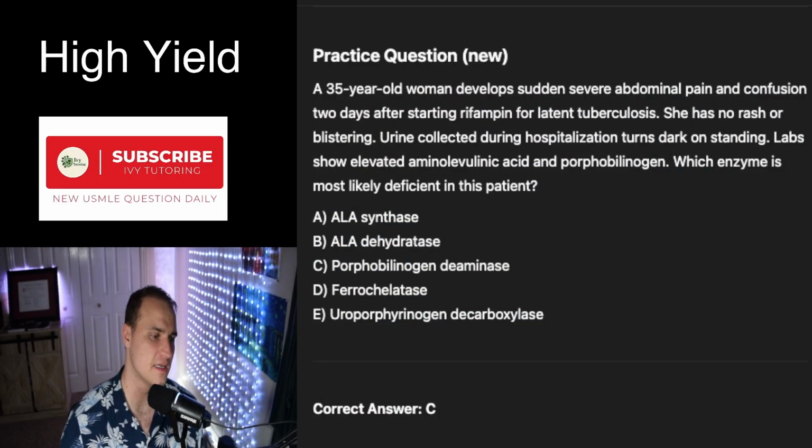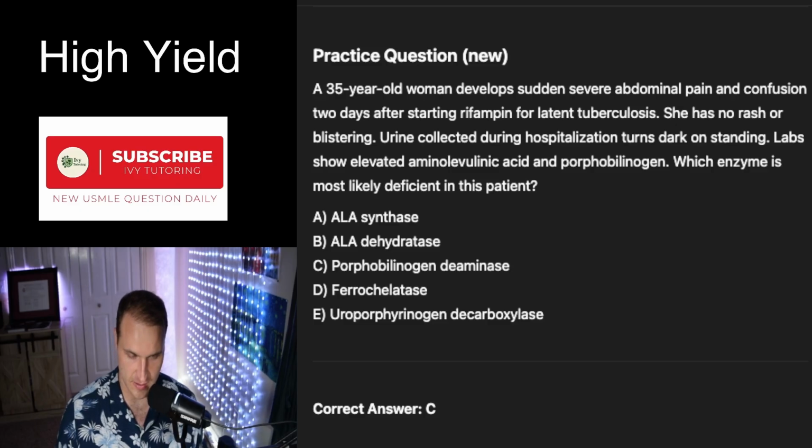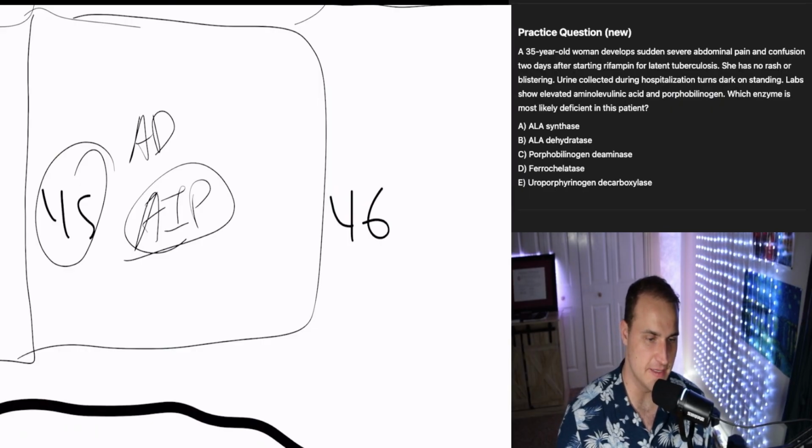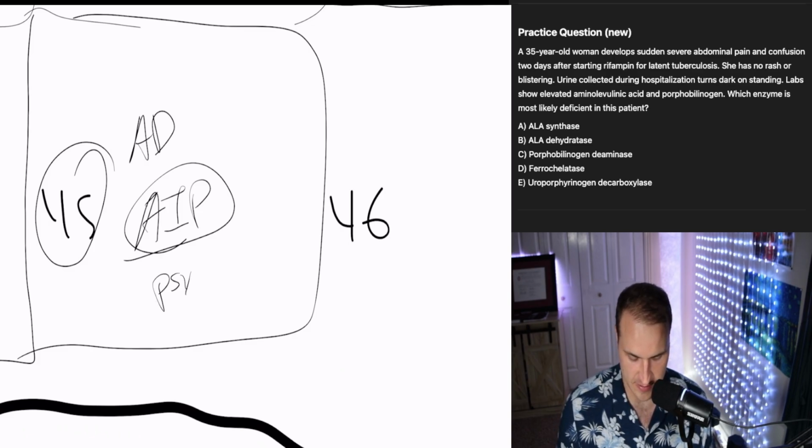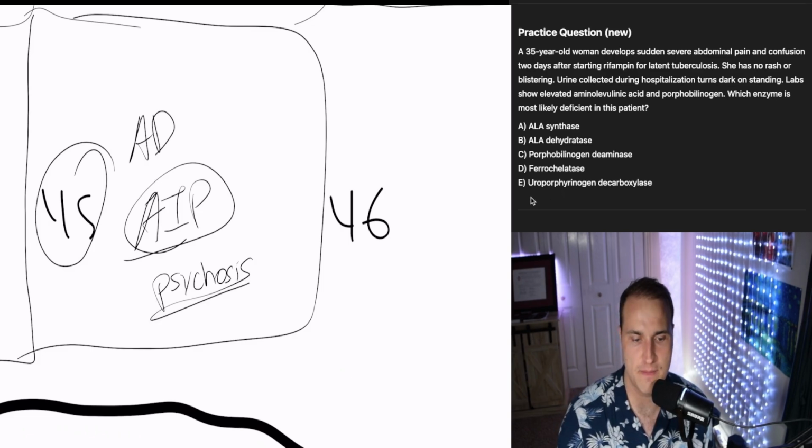So it's acute intermittent porphyria, an autosomal dominant disorder, and it's caused by inactivating mutations in porphobilinogen deaminase. And here this can be seen with some episodes like psychosis. So watch out for that burgundy-colored urine.